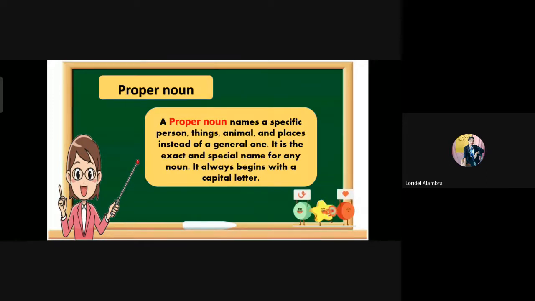So again, next is proper noun. A proper noun names a specific person, things, animals, and places instead of a general one. It is the exact and special name for any noun. It always begins with a capital letter. So I have also example of different proper nouns.